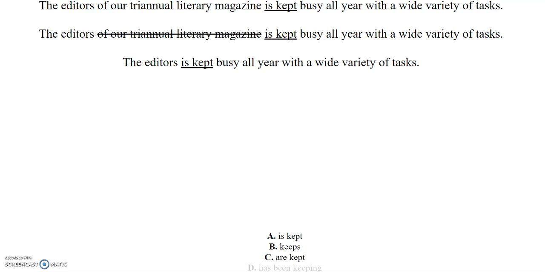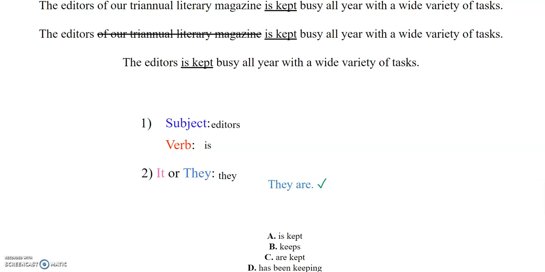So here are our answer choices to keep those in mind. We're just going to keep going through. Our subject, editors, it's plural. And our verb is. So we're going to change our subject, whether it's singular or plural, to it or they. Editors is plural, that's a they. Our verb is are. Our verb should be are in order to match. So our correct answer is choice C. The way it is right now, we have a plural subject and a singular verb, which does not work.